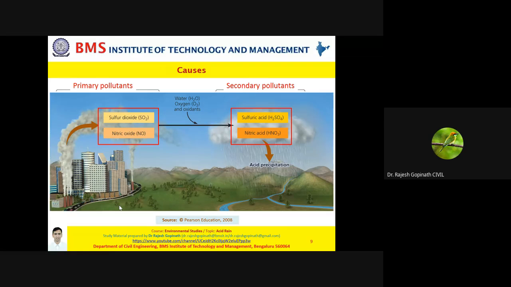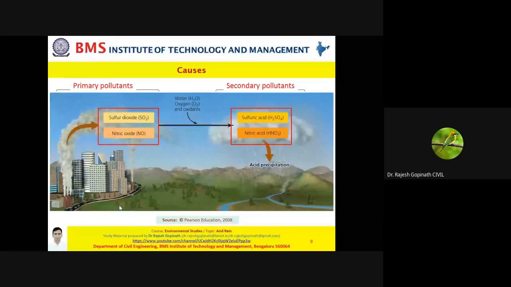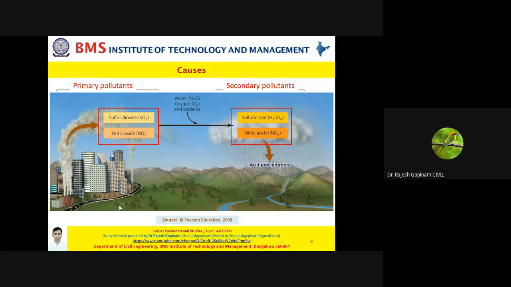In the presence of sunlight, temperature, and humidity, they result in the production of sulfuric acid and nitric acid respectively. So if your normal rainfall contains only carbonic acid, in the event of acid rain, please note, it would most probably contain 70% sulfuric acid and 30% nitric acid. Of course, these percentages would vary from location to location.